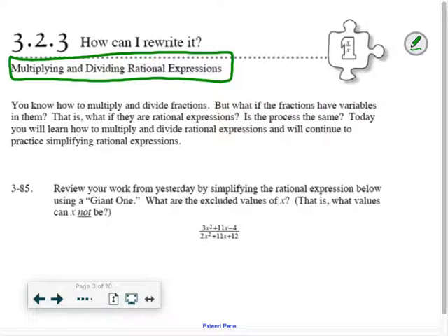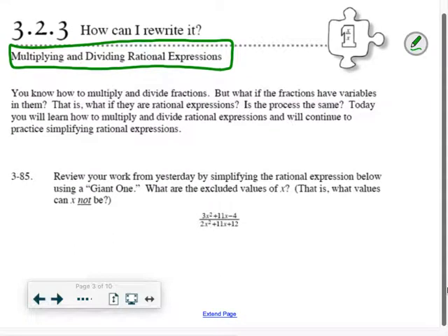So we know how to multiply and divide fractions. That is what we just did in our warm-up. But what if these fractions have variables in them? In other words, rational expressions. Is the process the same? Today we're going to be learning how to multiply and divide rational expressions. So to start, let's just review what we did yesterday.